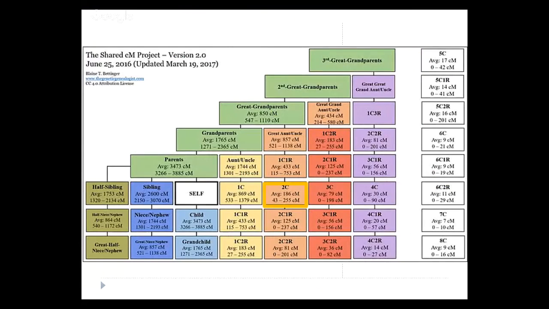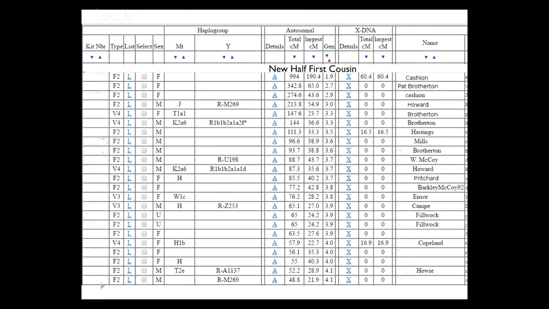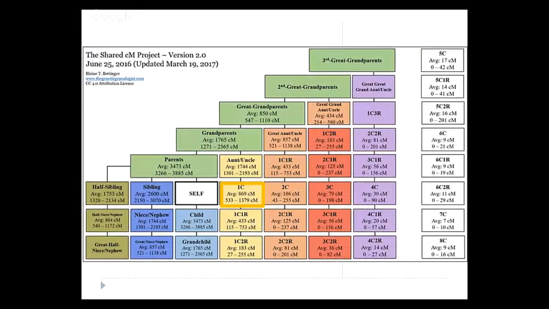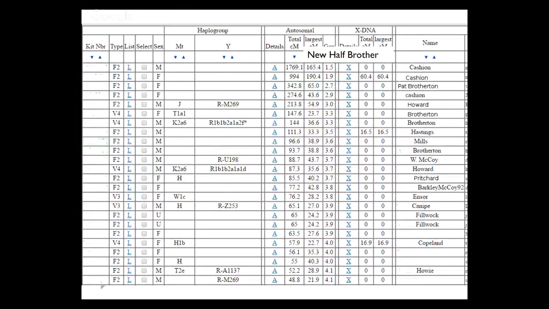And then we started looking. We looked to see how the connection was in the ranges, and we found a second cousin. Then we found a new half first cousin. You notice that the numbers are growing. They're going up from 274 to the cousin that we had, the 342, and then they went up to, and Pat Brotherton is the one that was the other adoptee. And then we found, amazingly, a new half brother.